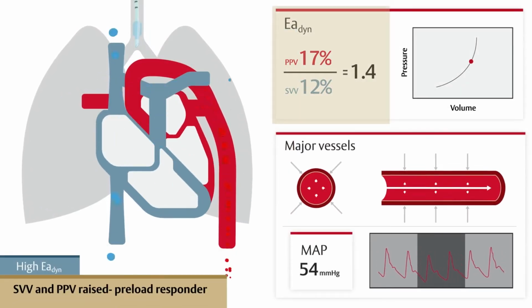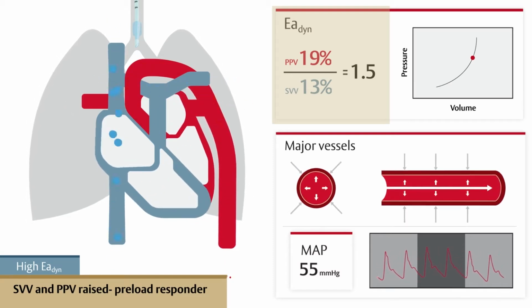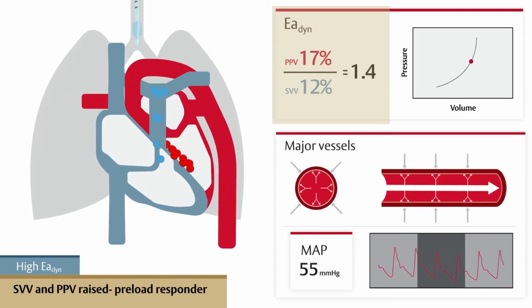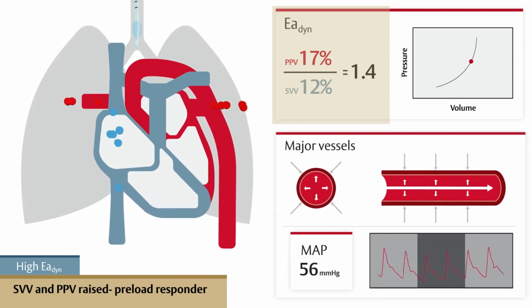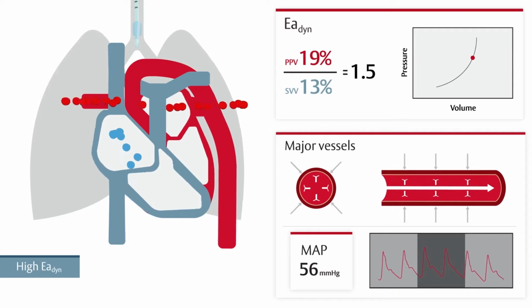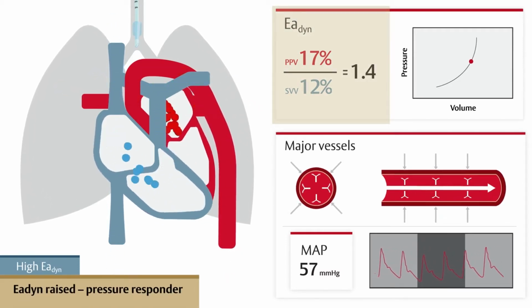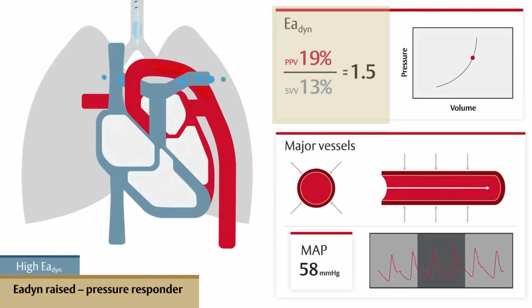Stroke volume variation and pulse pressure variation are high. Because of this, we know that administration of a fluid bolus will increase stroke volume. EaDyn is raised. Remember that EaDyn is the pulse pressure variation divided by the stroke volume variation.